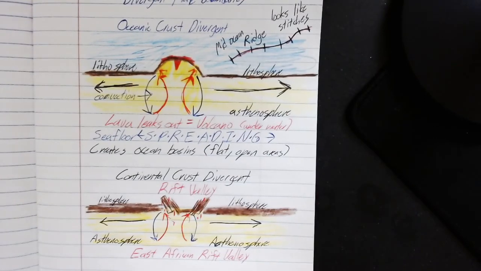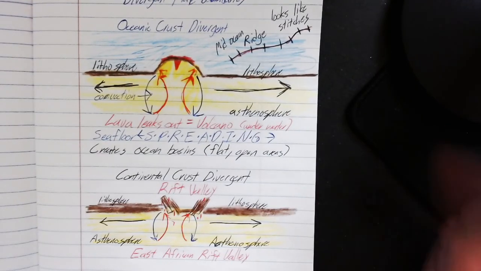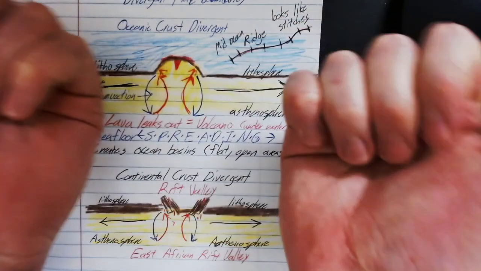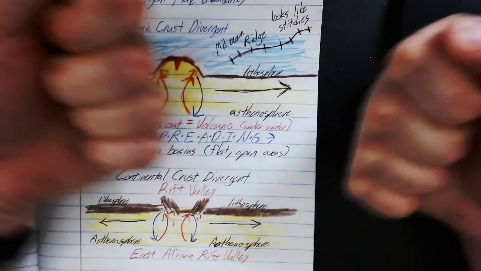Rip, rift, and ridge. All right, so the next video for y'all to take notes on is going to be convergence. You have divergent, and then we're going to go to convergent, which means to collide.